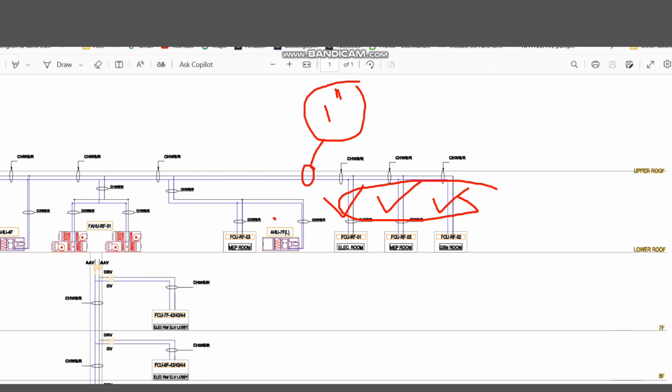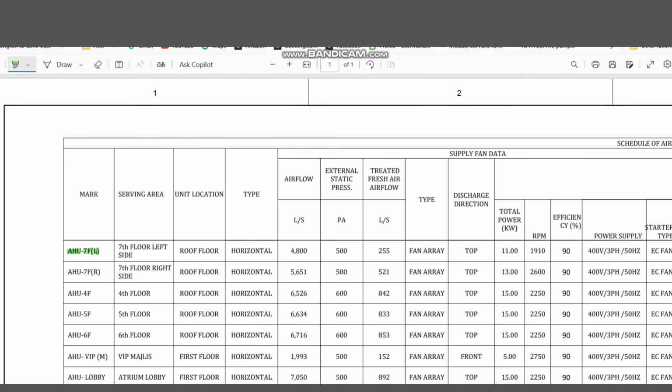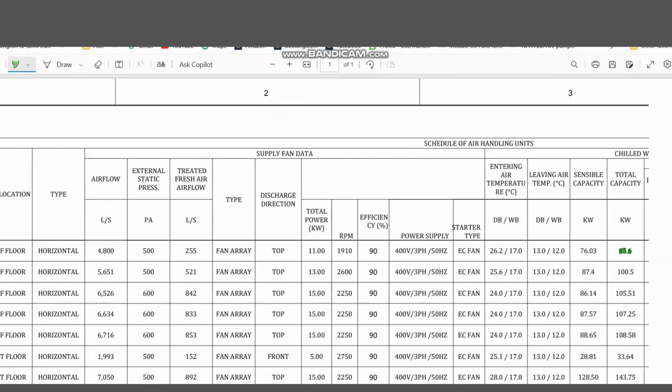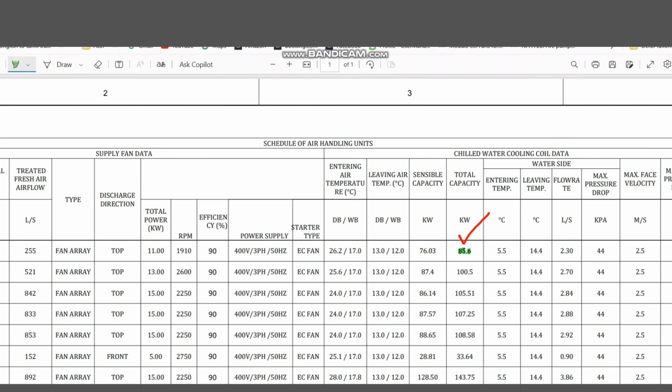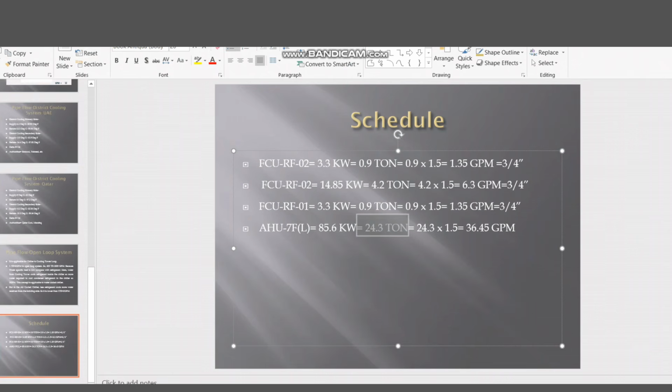Now let's see, we have one AHU here. Let's see what the pipe size is at this point. The AHU number is AHU7FL. If you go to the schedule, we can see AHU 7FL, and we have to see the total cooling capacity, as I told you. Here the total cooling capacity is 85.6 kilowatt. So 85.6 means what is the ton? 85.6 divided by the constant value 3.517 to convert to ton. It is 24.3 ton. And I have to multiply with the fixed value 1.5 for this district cooling system. So it is 36.45 GPM.